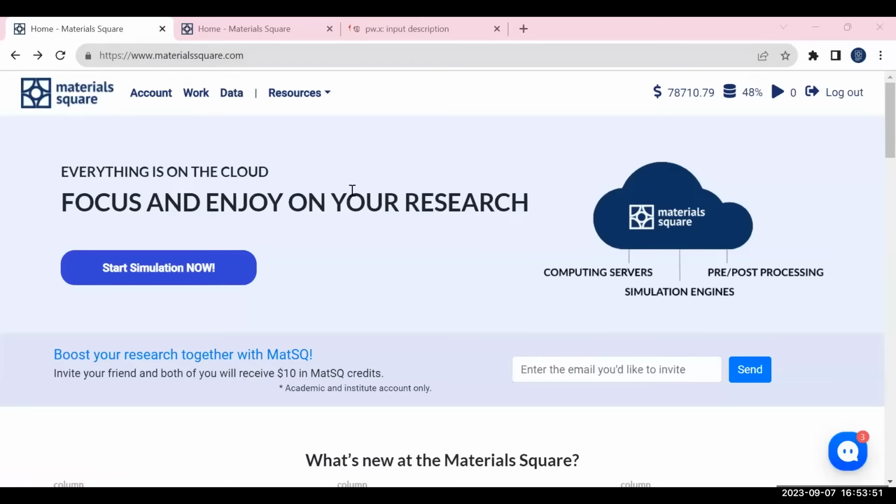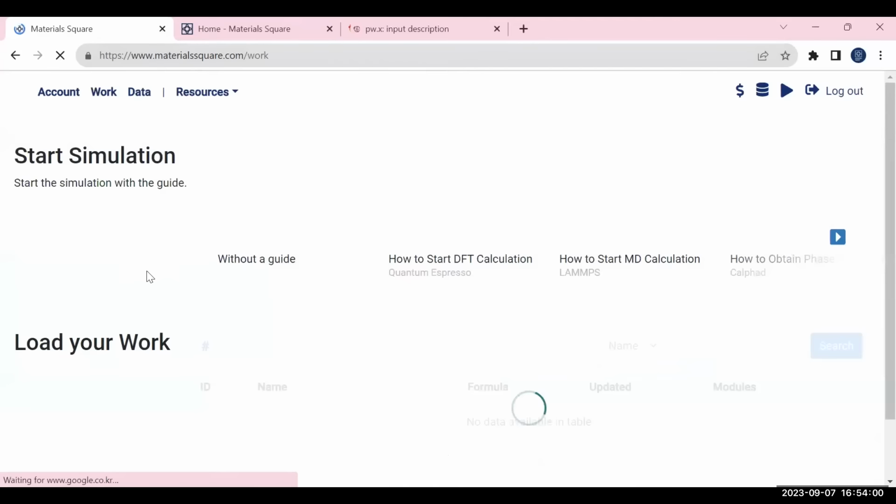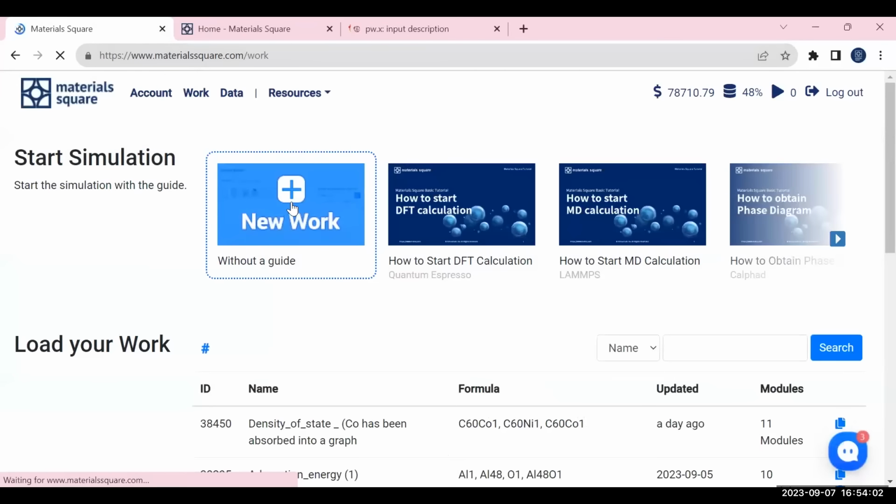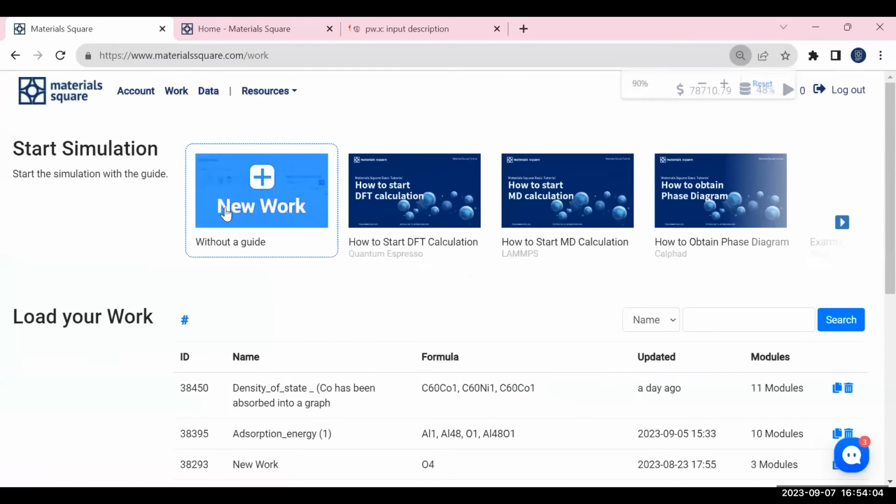When you put www.materialsquare.com, you can see this kind of window. Just go for start simulation now in here. You will see another window where you can start your work, okay?